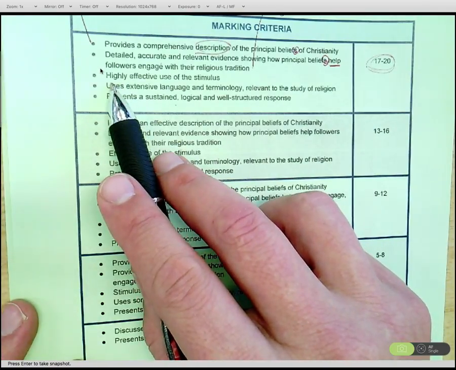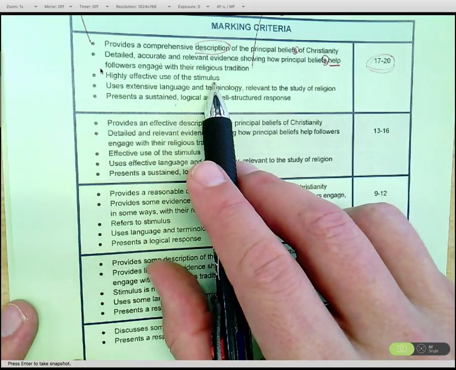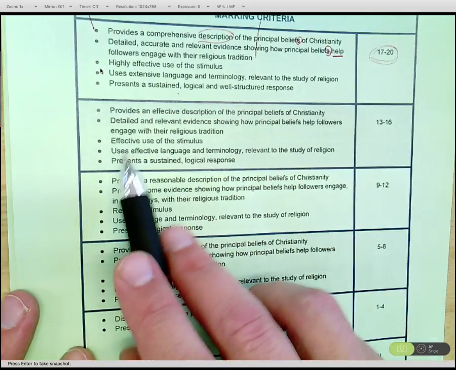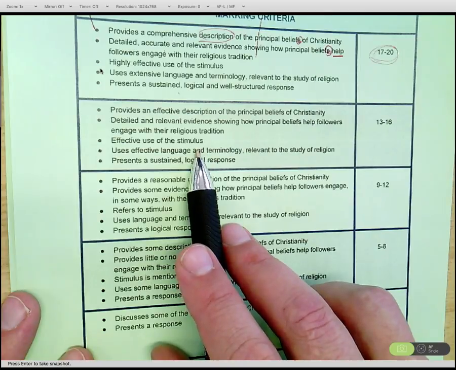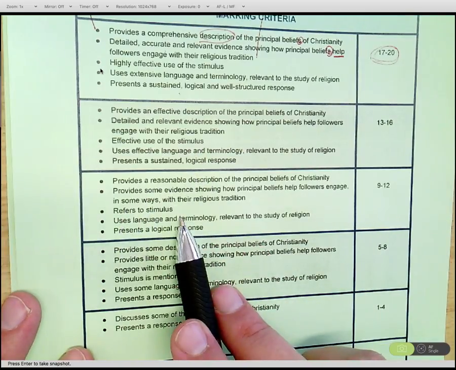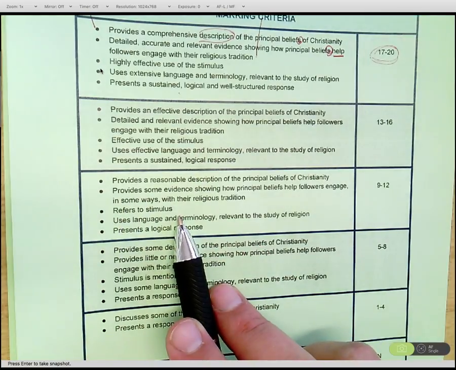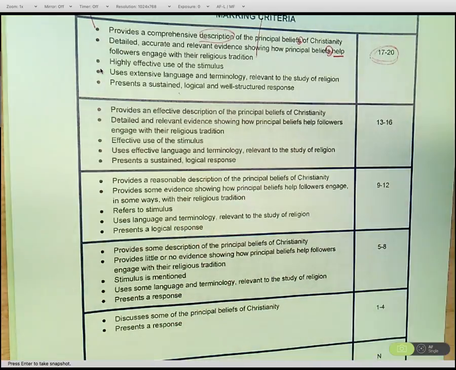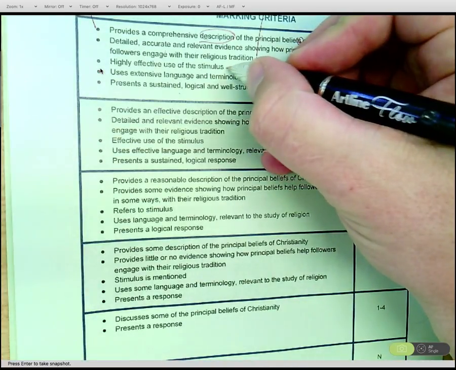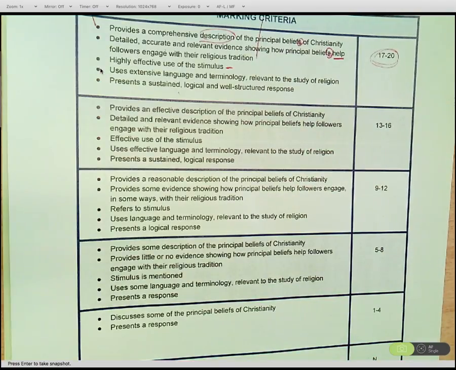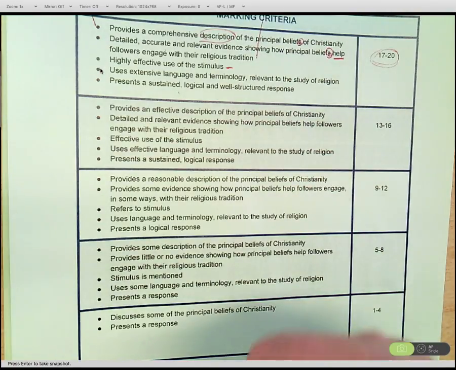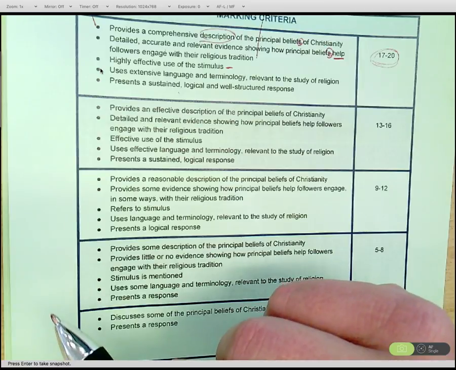Next thing that they're going to be looking for, highly effective use of the stimulus, rather than just an effective use of the stimulus or referring to the stimulus. You remember when we practiced this for the 5-mark responses, we were talking about the integration of the stimulus in our response rather than just tacking it on to the end. So this is a skill that we're going to have to work on using, okay? There's another YouTube video on my channel that you'll be able to have a look at how to do that.